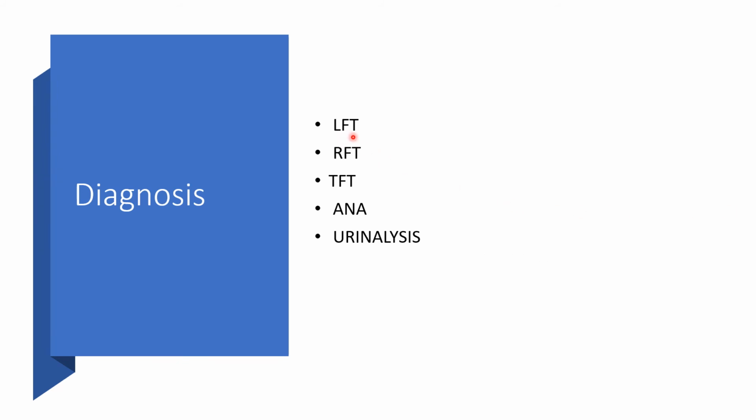What is happening to the liver? Liver function test, renal function test, thyroid function test, antinuclear antibody. Why are we doing the antinuclear antibody? We've just talked about autoimmune, right? Particularly in acquired. Then we have analysis done.